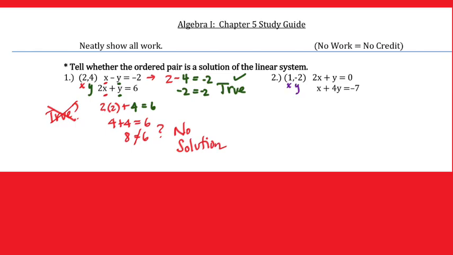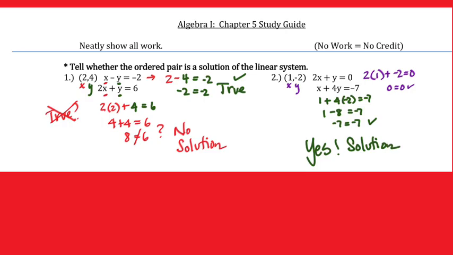On number 2, we substitute in again. We see that the point is on the first line because 0 does equal 0. And on the second line, we see that -7 equals -7. So yes, it is a solution for both equations. Therefore, it must be a shared solution.